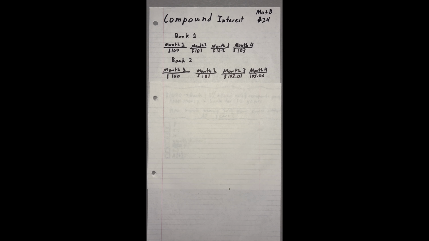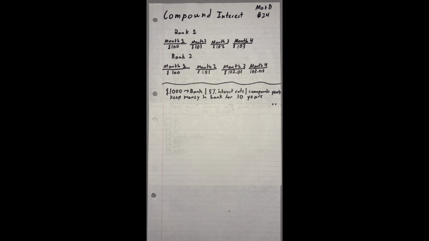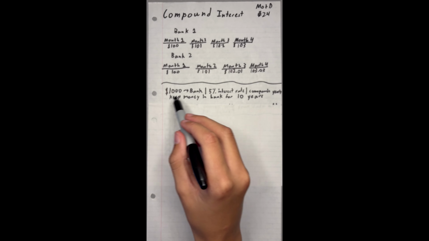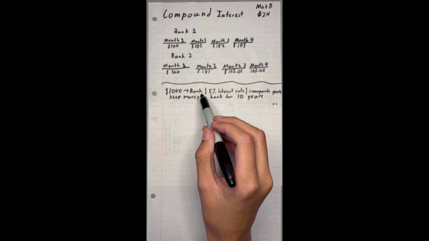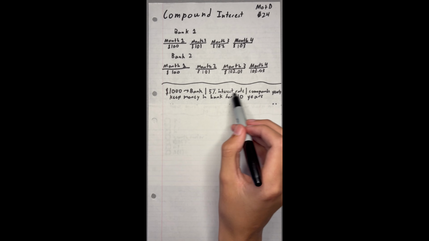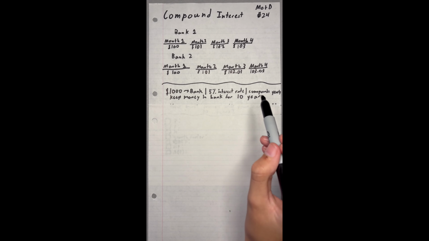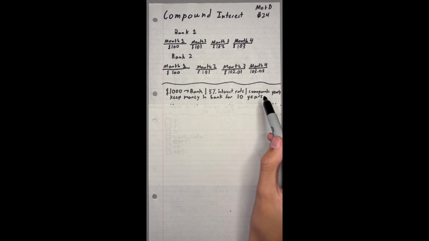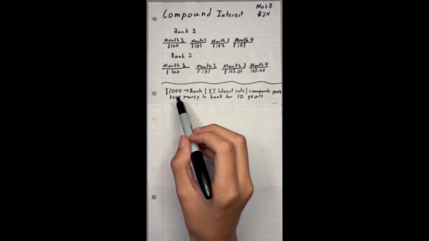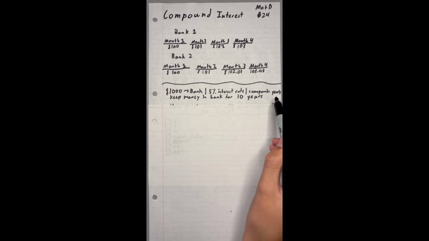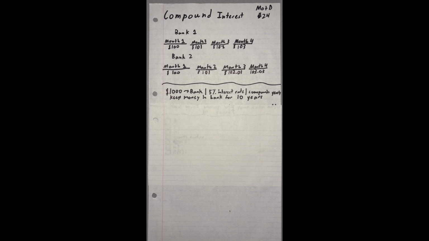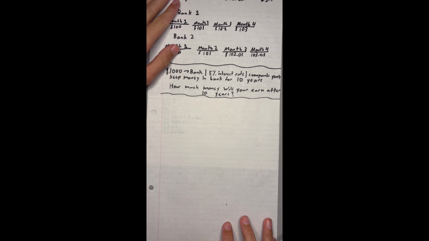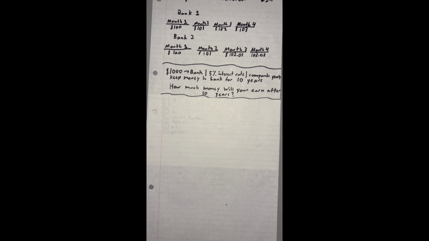Now, let's analyze a real-world scenario with compound interest. Let's say you have $1,000. You're going to put this $1,000 into a bank that gives you a 5% interest rate. This interest will compound yearly. You decide to keep your money in the bank for 10 years. We want to know how much money you'll have after 10 years.